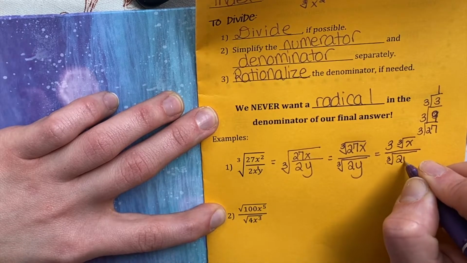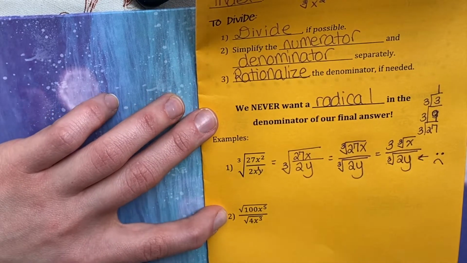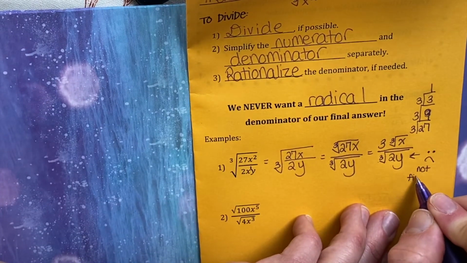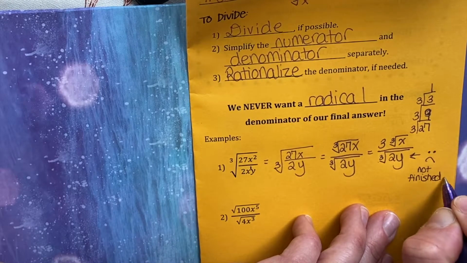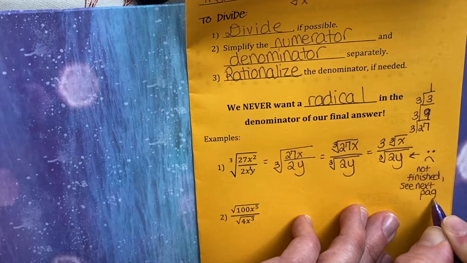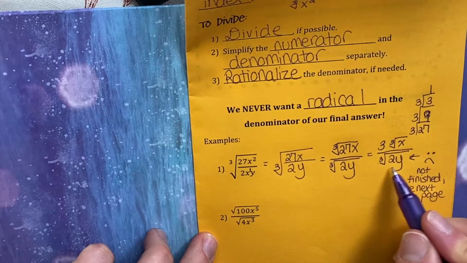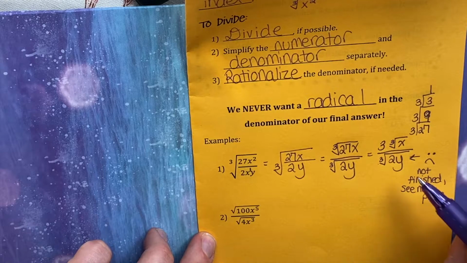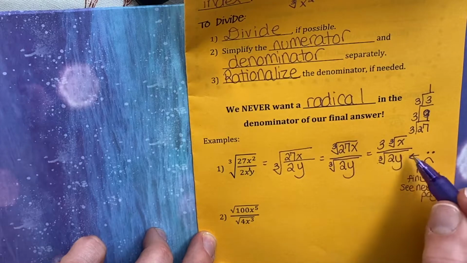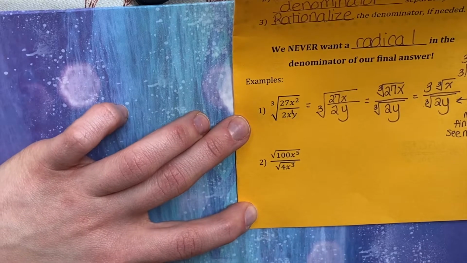But we're left with a radical in the denominator. So here, this is actually not finished. And we'll talk more about that on the next page. The reason why is because we have a radical in the denominator. What we want to get in the denominator is a whole number, a whole expression, with no more radical symbol. Let's look at our second example.